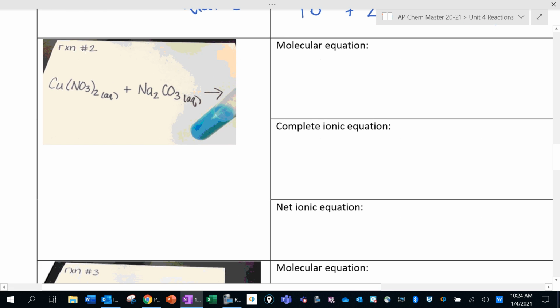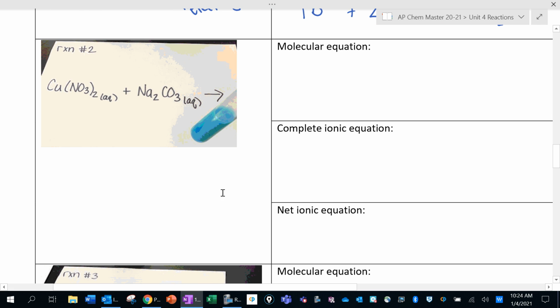So reaction 2, when you mix together this aqueous copper nitrate and aqueous sodium carbonate, you get this kind of cloudy blue mixture right here. So that's the indication, I should say, that you have a precipitate, is that it's opaque, it's cloudy, it might look chunky, so it's no longer transparent. That means you've formed something insoluble. So let's figure out what that thing is that we formed.